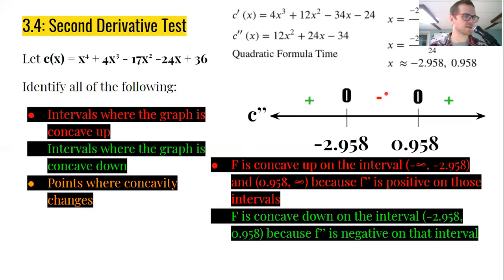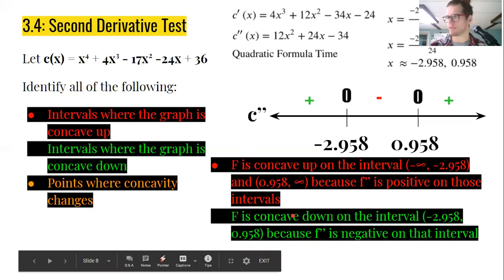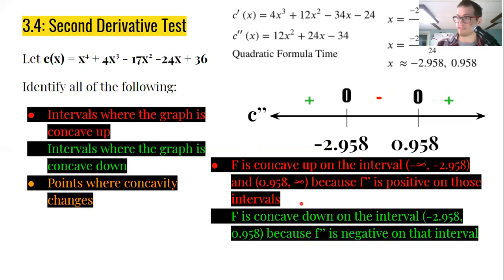I also realized that I probably should go change the color on these because it would make more sense if this was green and not red, but oops, I might fix that later. But f is concave down on that middle interval because f double prime is negative on that interval.